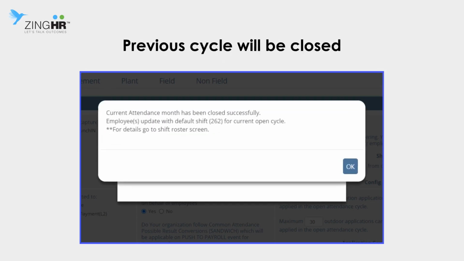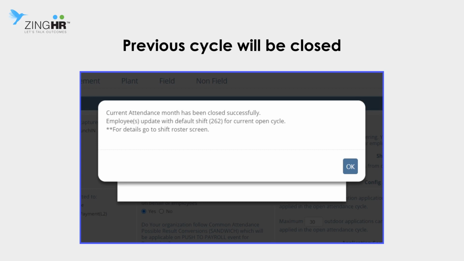Step 5. Once the user clicks on Next Month, the previous cycle will be closed. Before the previous cycle is closed, employees have to complete the pending attendance process, such as applying for regularization or leave, and any approved regularization requests, if any.